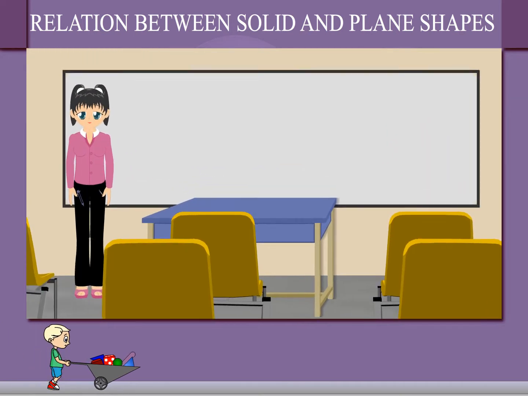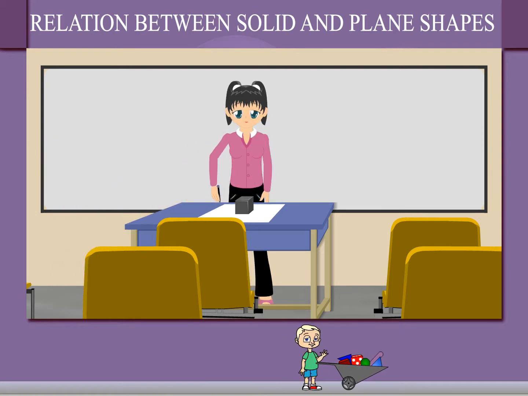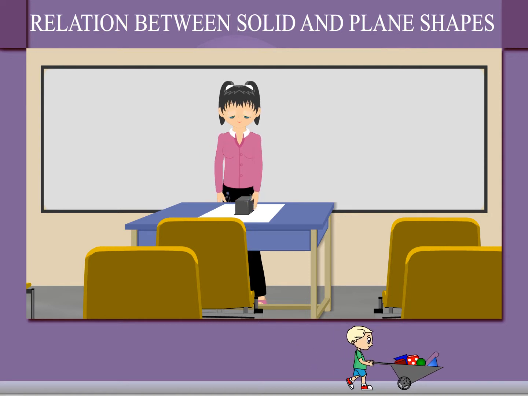Relation between solid and plane shapes. Teacher Judy is in the class. She has a sheet of paper spread out on her table. Down drops a cube on the paper. Teacher Judy traces out its surface on the paper to get a square.